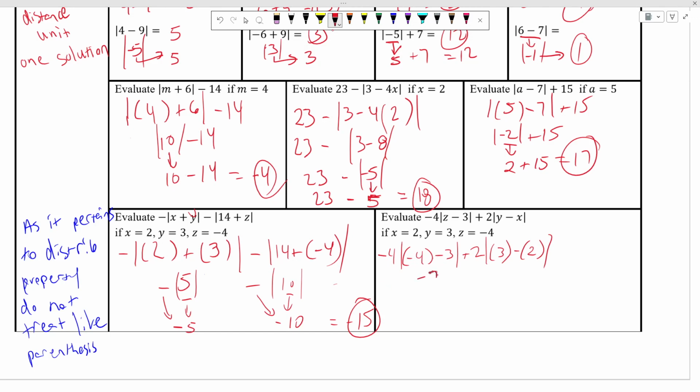-4, -3, it's -7. Okay, plus 2 times 3 minus 2 is 1, so there's 1 there. Okay, now this is in simplest form. Undergo transformation. This is 7.